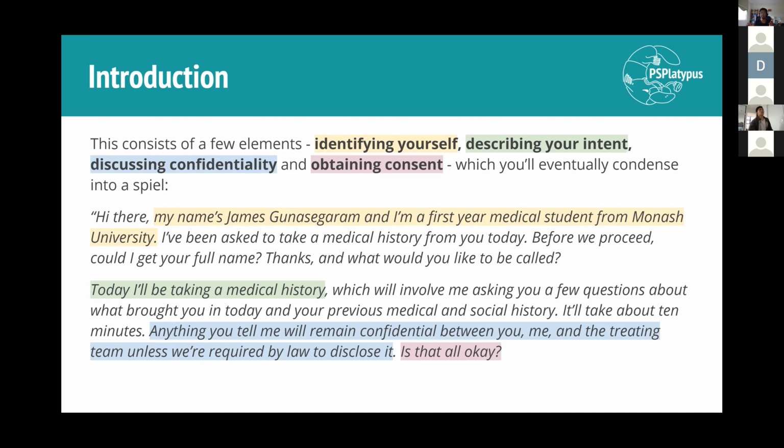And consent. Consent doesn't mean you need to ask explicitly, you know, do I have your consent? Although you can do that. Generally, you want to say, is that all okay? once you're sure that the patient understands what's going on. We'll talk a bit in med law about why it's important they know what's going on.